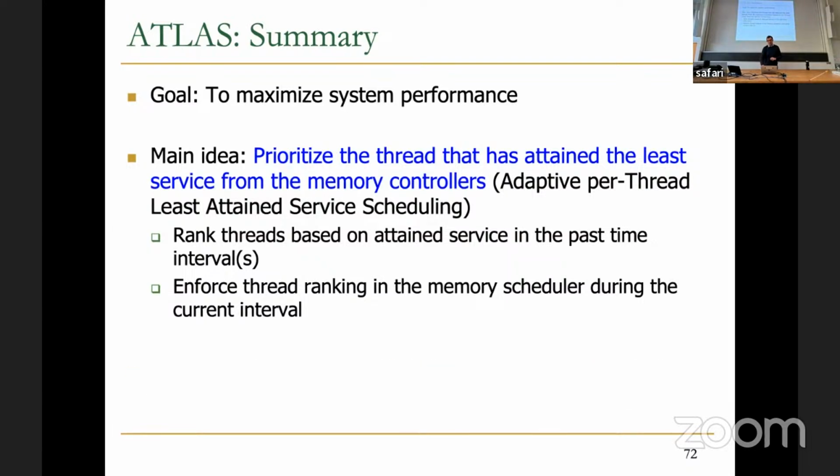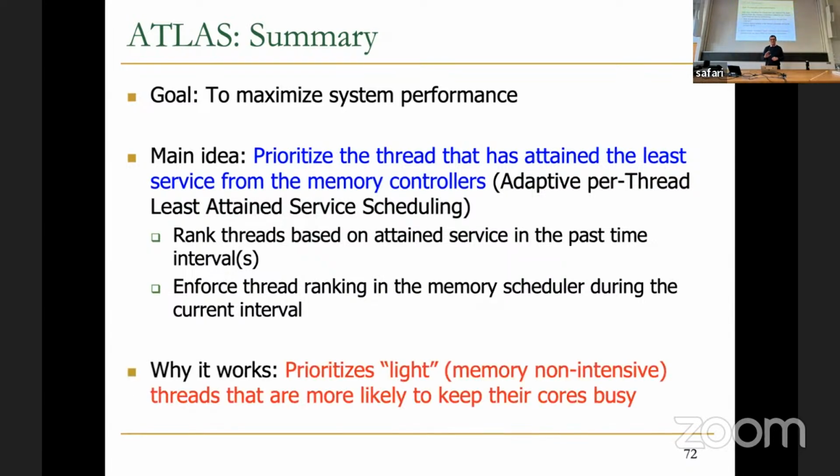So why does this work? Aside from the theoretical benefits of least attained service scheduling that I'm not going to get into, what this ends up doing is it prioritizes memory non-intensive threads or light threads that are more likely to keep their cores busy, which was our argument for improving performance early on. So if a thread didn't attain service so far, prioritize it so it attains service. And if a thread is very intensive, it keeps attaining service from the memory controller. And at some point, its ranking is going to reduce.